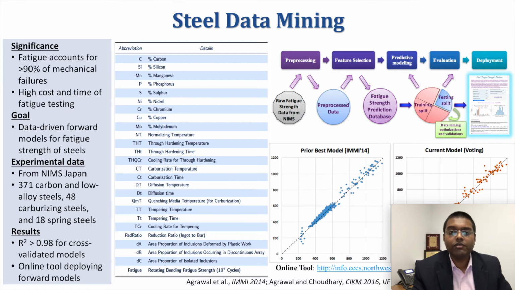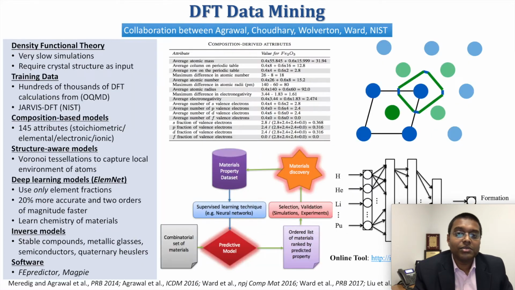So this is one example of data mining on experimental materials data, which is small data by computer science standards, just 400 observations, but it is actually very big data by materials science standards, because it took NIMS almost 50 years to generate this data. So this is an example of experimental data mining.